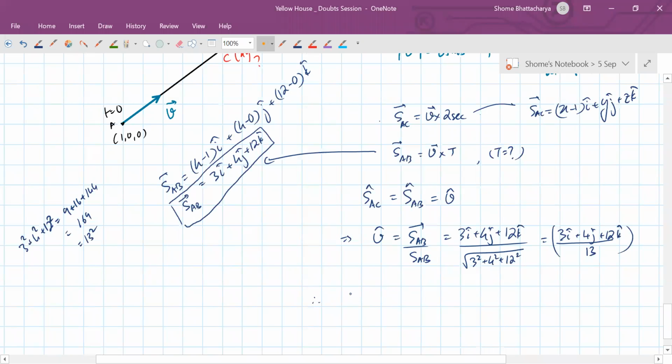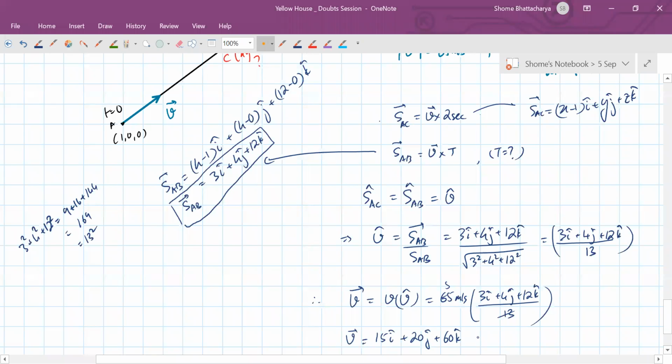So therefore the velocity vector can be written as speed multiplied by its unit vector. The speed was given to us as 65 meters per second, into this unit vector we are now getting as 3 plus 4 plus 12 divided by its magnitude. Okay. So the velocity vector becomes 15 i cap plus 20 j cap plus 60 k cap in meters per second, because the speed was in meters per second.